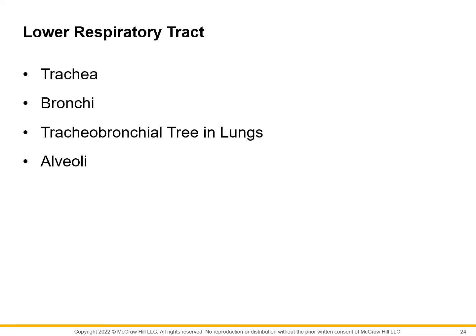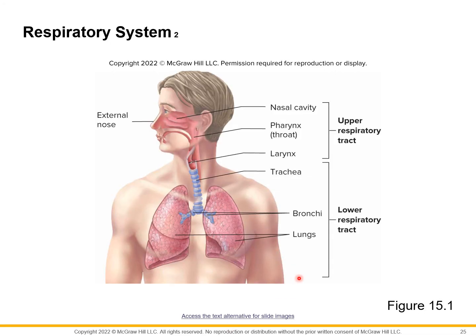Let's now go through the parts of the lower respiratory tract, starting with the trachea, and then the bronchi, tracheobronchial tree in the lungs, and then the alveoli. Again, this illustration right here just visually shows us where our upper and lower respiratory tract would be located and kung ano po yung mga components nila. Again, the upper respiratory tract is composed of the nasal cavity, pharynx, larynx, and syempre kasama dito yung entrance, which is the external nose. Next, the components of the lower respiratory tract would be the trachea, bronchi, and the lungs. And of course, yung mga alveoli na nandito po sa looban ng lungs.